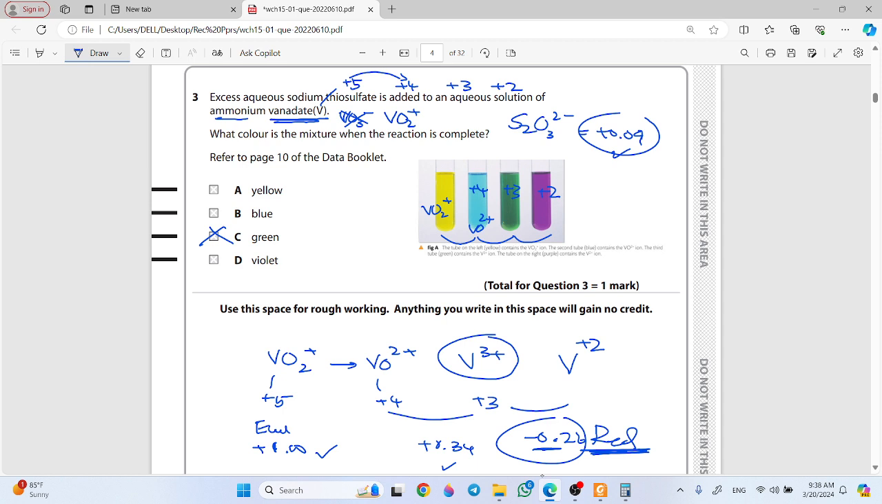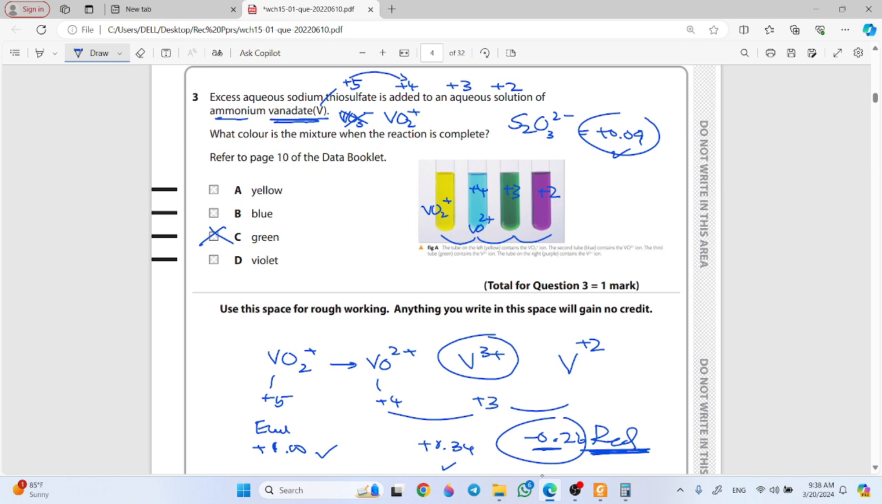Now in this question you all have to know about colors of each vanadium species plus the feasibility of a reaction. So vanadium, there are 4 oxidation states, plus 5, plus 4, plus 3, plus 2. Remember the colors, yellow, blue, green and pink. And at each step, by looking at the E cell value, check the feasibility, whether this reaction occurs or not.